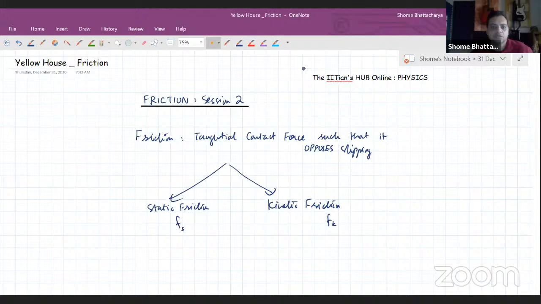Okay, so we had discussed static friction and kinetic friction. What we had seen about static friction is that it can take any value up to a certain maximum limit, and that maximum limit is this value. So greater than or equal to 0, less than or equal to this. This is called the limiting friction.